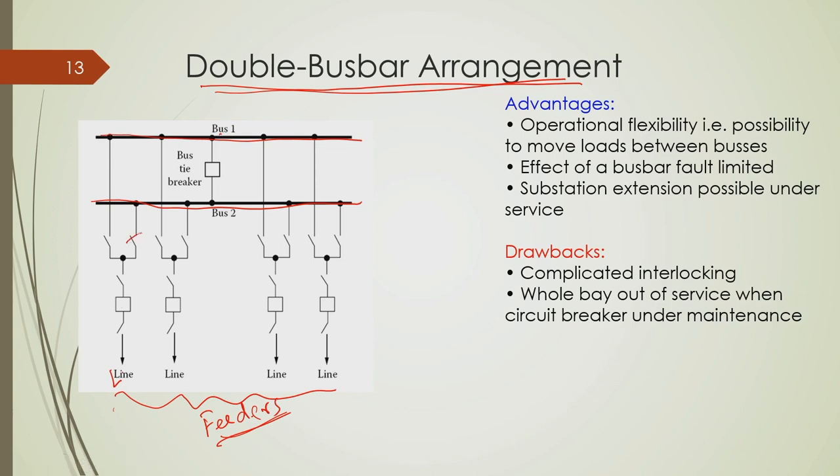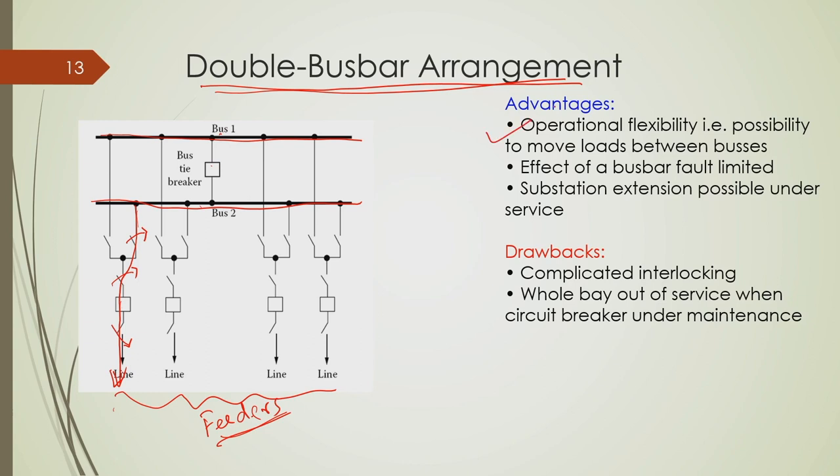In that case, prior to the switching of the circuit breaker, you have to switch on these isolators. And then you make the circuit by charging this breaker, and then this feeder will be connected to bus 2 and it will get power from bus 2. Okay. So, this is a somewhat simple arrangement, but we require 2 bus bars for that, and there is a bus tie breaker which connects these 2 bus bars.